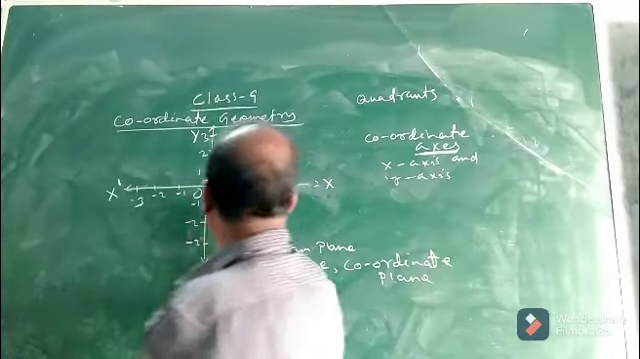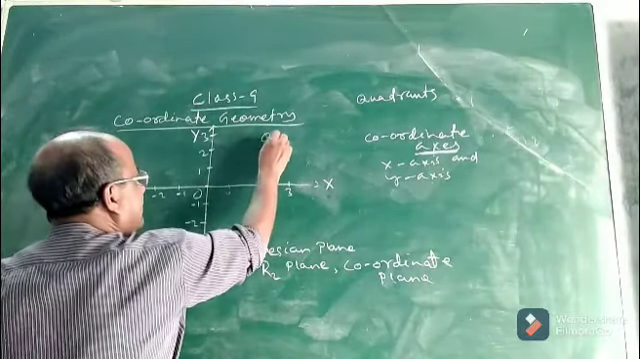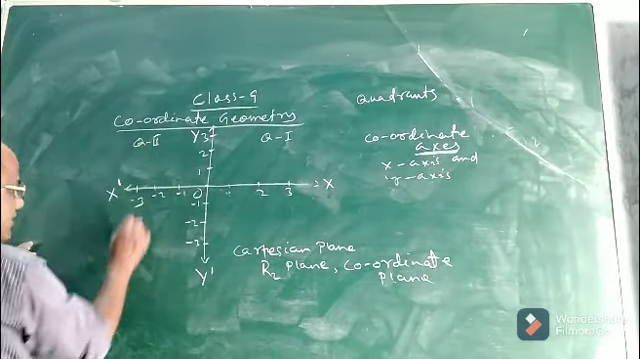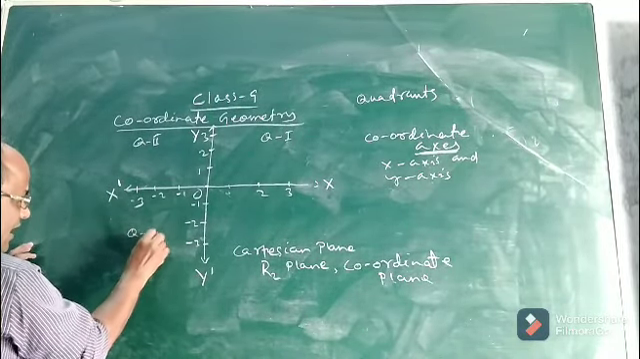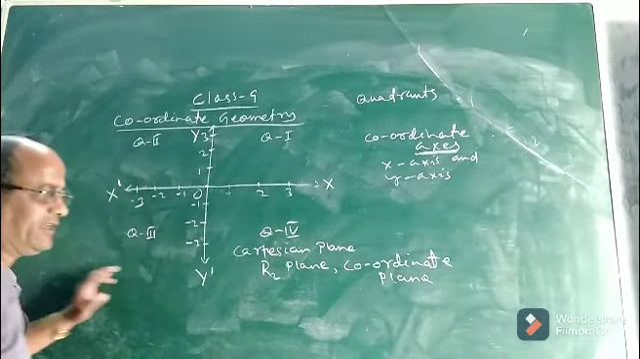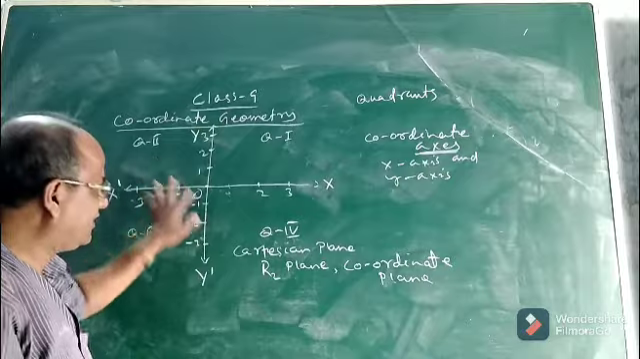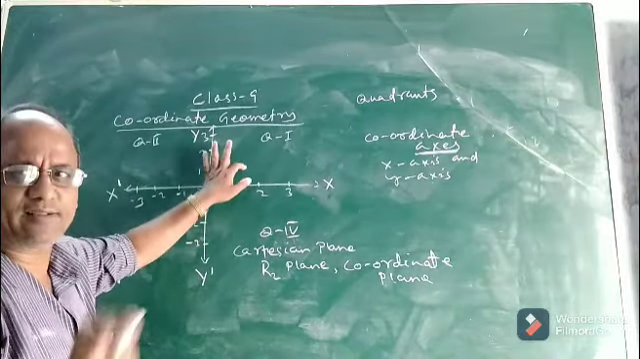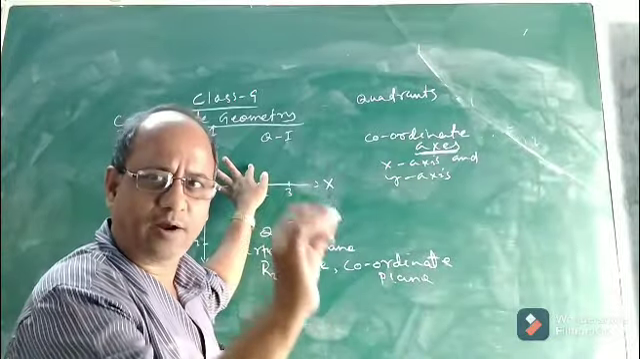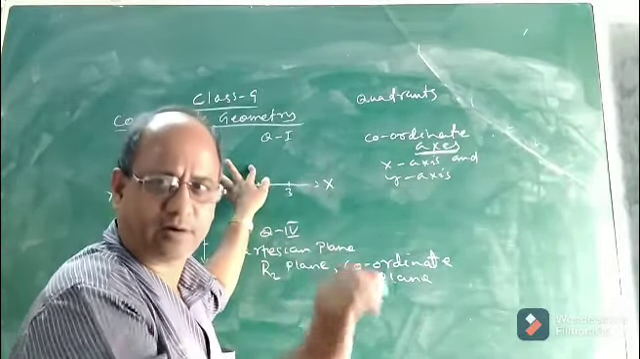Now what is the name of each quadrant? This is the first quadrant. This is the second quadrant. This is the third quadrant. And this is the fourth quadrant. Now see, children, it is nothing but a repetition of what we had read in class 8, how to plot points in the Cartesian plane or coordinate plane.